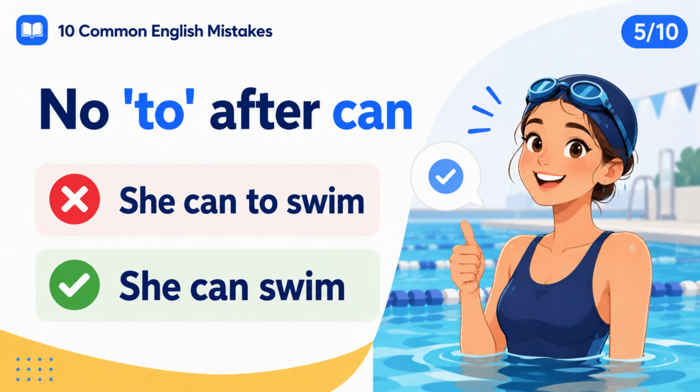Number 5. She can to swim. After can, we use the base form of the verb. We do not use to. So don't say, she can to swim. Say, she can swim.